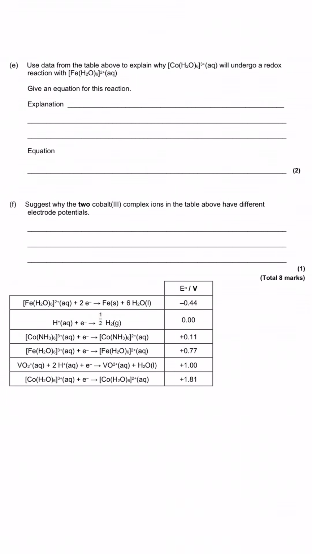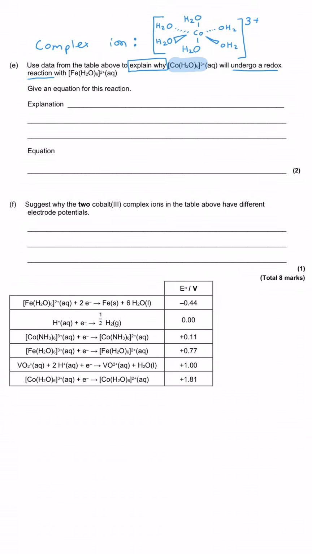Use data from the table to explain why cobalt with 6 waters with a 3+ ion will undergo a redox reaction with the iron 2+ complex ion with 6 water ligands. Give an equation for this reaction. Well, the explanation comes from the electrode potential values. The cobalt complex with a 3+ charge is down here on the left-hand side of a half equation with an electrode potential of 1.81, the largest in the series.